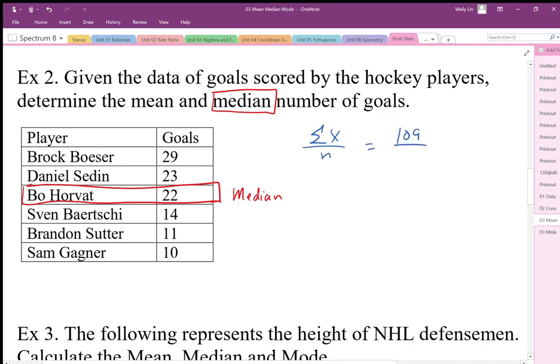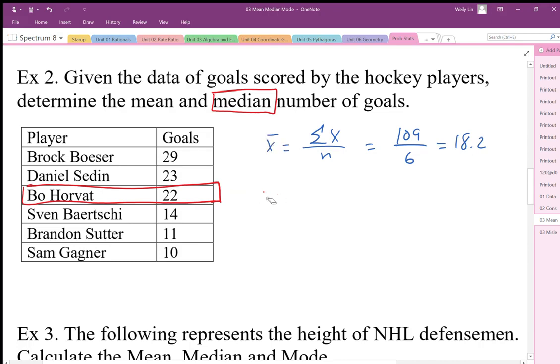109 goals, and there are... I think I made a mistake with the median, didn't I? Okay, so the number is 6. So the average number of goals is going to be 109 divided by 6, which is 18.2 when we round it. So 18.2 goals is my mean.